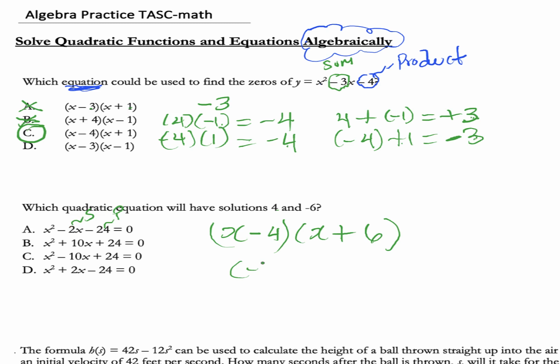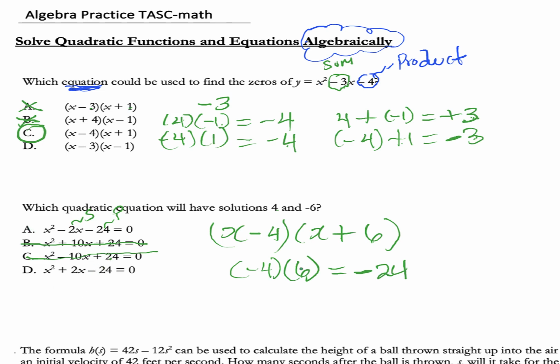Now if I take negative 4 and times it by positive 6, I'm going to get negative 24. A could be my answer. I'm going to eliminate B because that has positive 24, and I'm going to eliminate C because that also has positive 24. So my answer is either A or D.